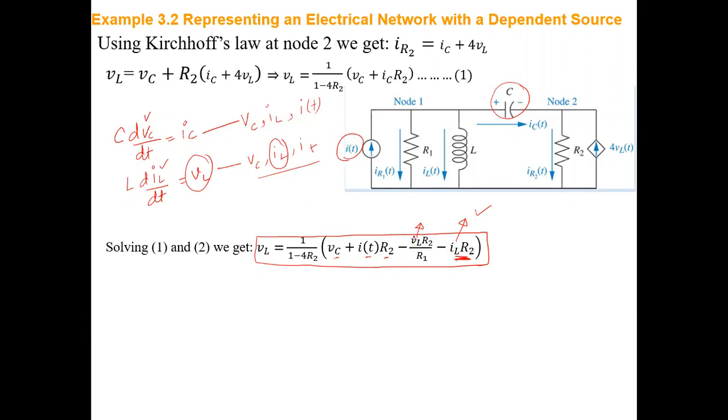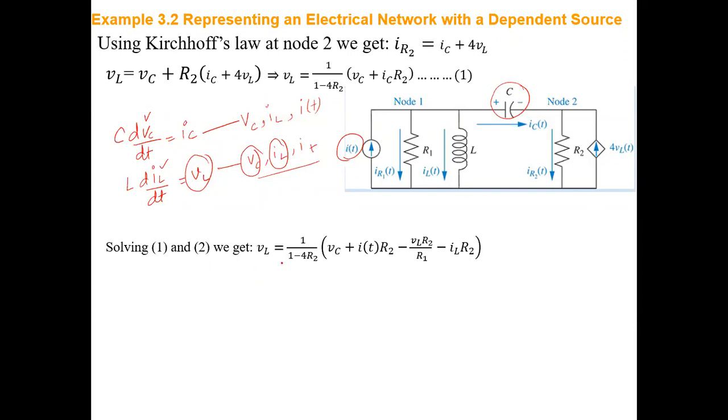So VL, maybe we can collect this together. There is VL, there is VL. We can collect them together. Okay. Then VC, yes, this is what we need, VC. We have VC here, then IT. So the only thing we have to do is collect the VL and rearrange, okay, that's all. So let's rearrange this equation. How do we do that?